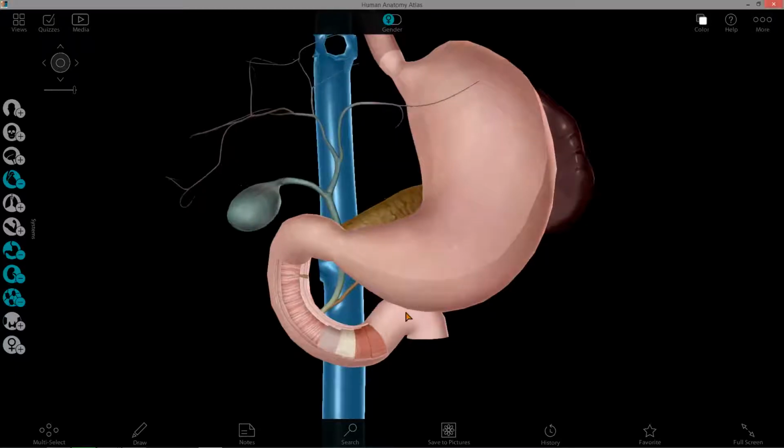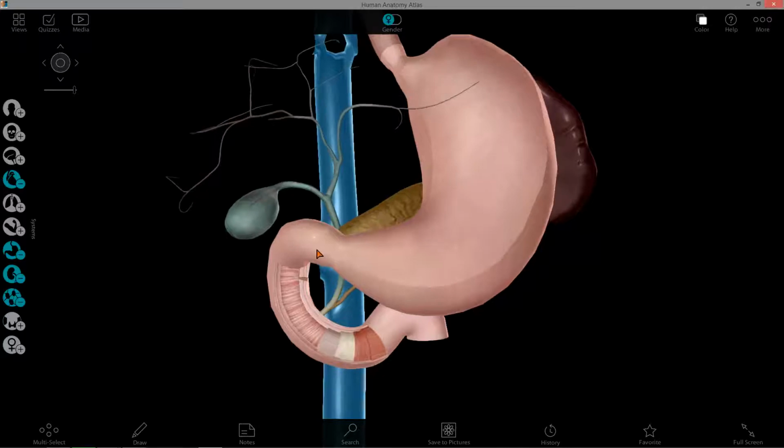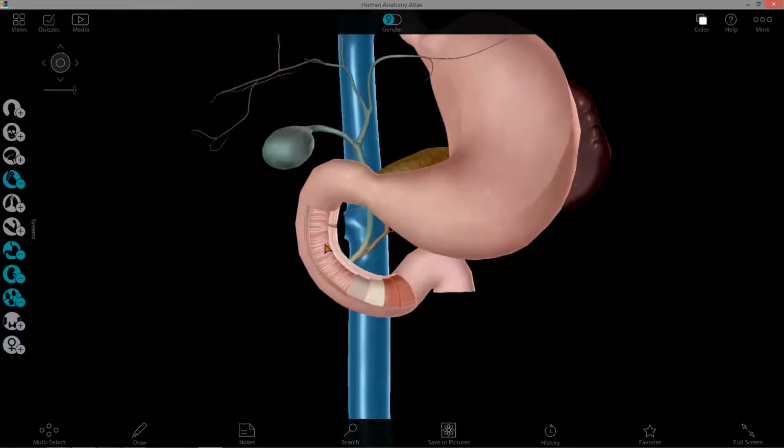As you may recall, the first part is the only section of the duodenum that is intraperitoneal, or at least the proximal half of the first part is intraperitoneal, and the remainder of the duodenum is retroperitoneal. The duodenum wraps its way around the head of the pancreas, which I have removed here.